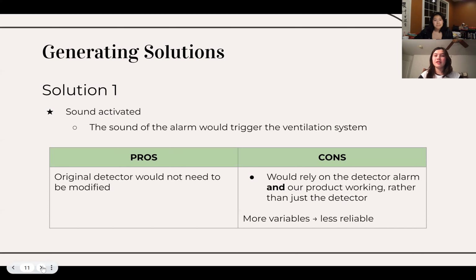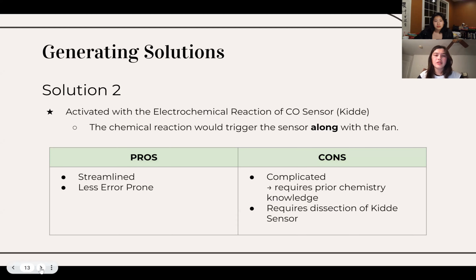So here we come to the solutions that we generated. The first solution was sound activated. It depended on the sound of the alarm to trigger the ventilation system. We decided that this would not be the best solution as there are a lot of variables, which in turn makes it less reliable. Our second solution was to modify an already existing carbon monoxide detector where the chemical reaction would trigger the sensor along with the fan or the ventilation system.